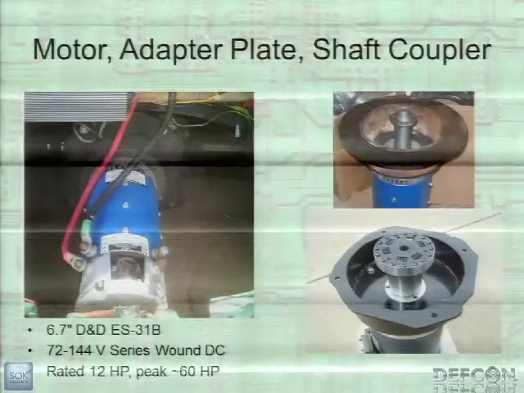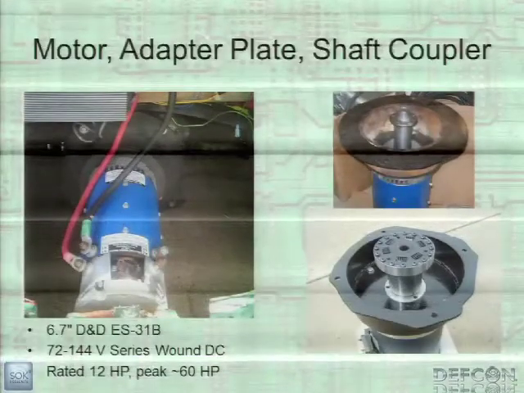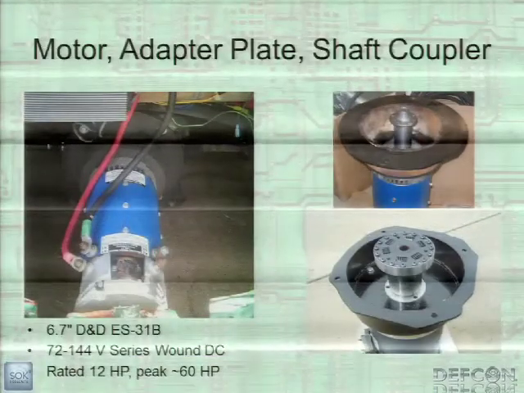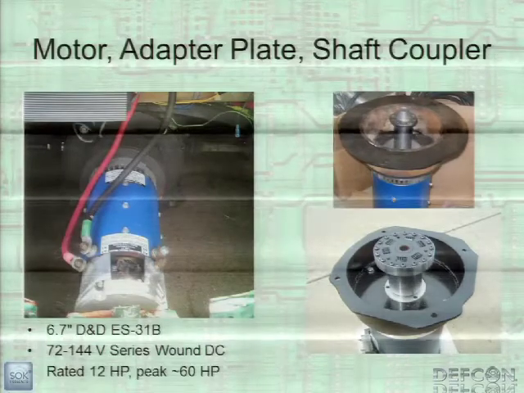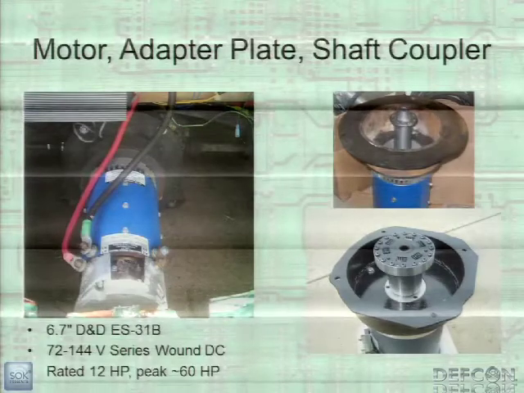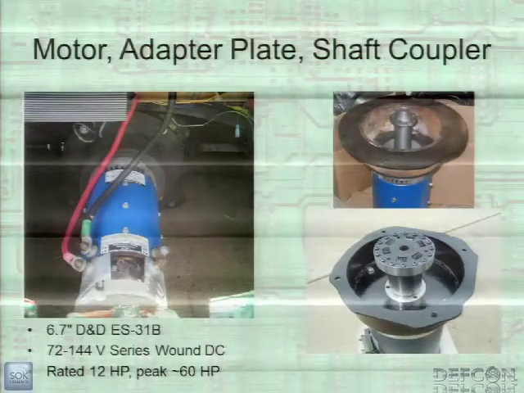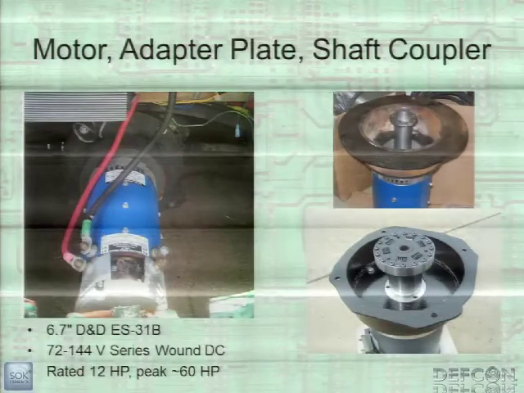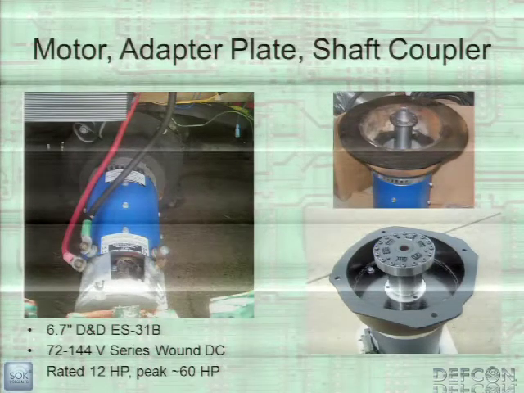Your motor, adapter plate, and shaft coupler: you have to connect your motor to your transmission somehow. For something like a Volkswagen Beetle, it's really easy. There are only 4 bolts that connect your transmission to your engine. So you just have to get those bolts off and then hook up the new ones.